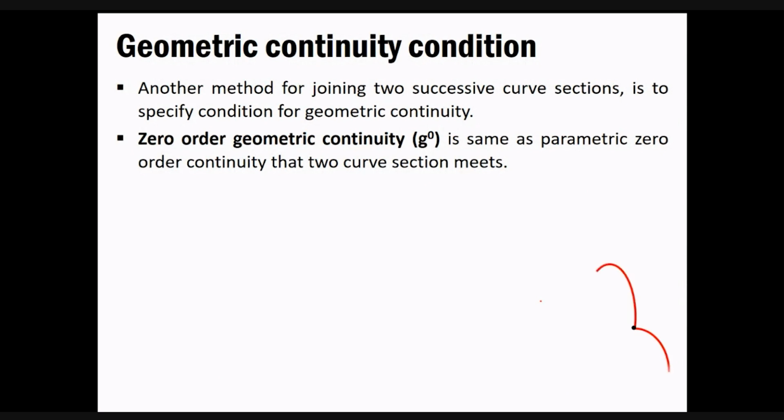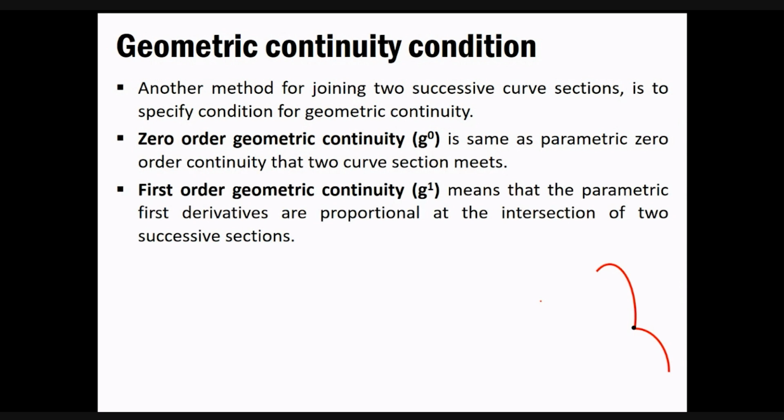Wait a second. Another thing that we have is the first order geometric continuity, denoted by G1. Try to visualize this, understand this, and put some imagination into it. It means that the parametric first derivatives are proportional at the intersection of two successive sections.